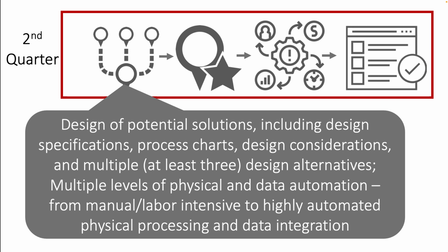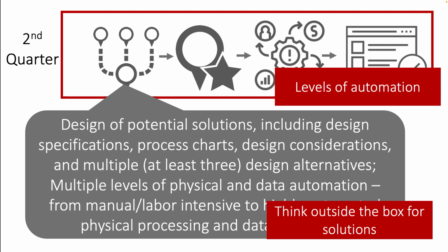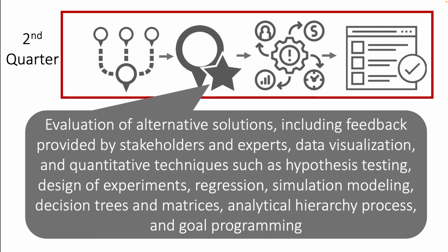And so we're going to start this at the end of the first quarter, but it's really part of the second quarter. We're going to be thinking outside the box for solutions. One of the ways to do that is think about different levels of automation, about including manual labor or including technology. The second thing we're going to be doing in the second quarter is the evaluation of these.